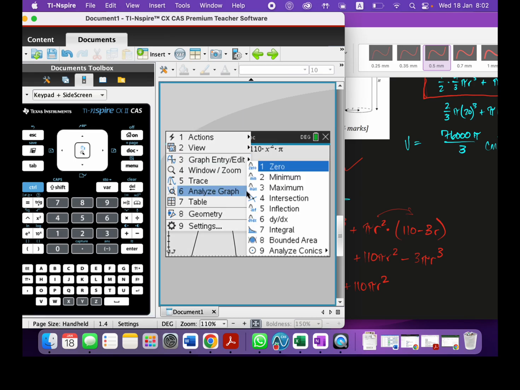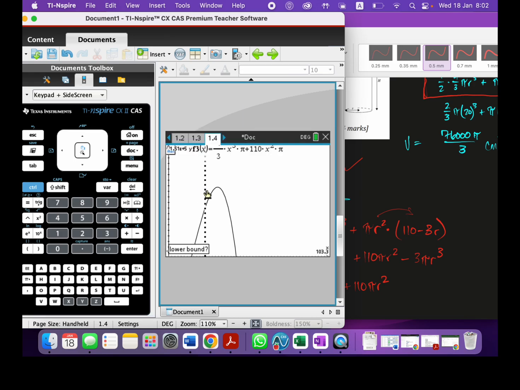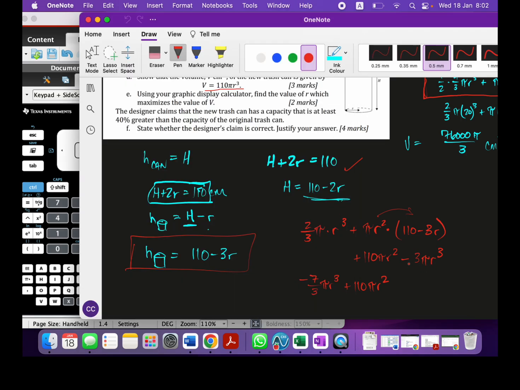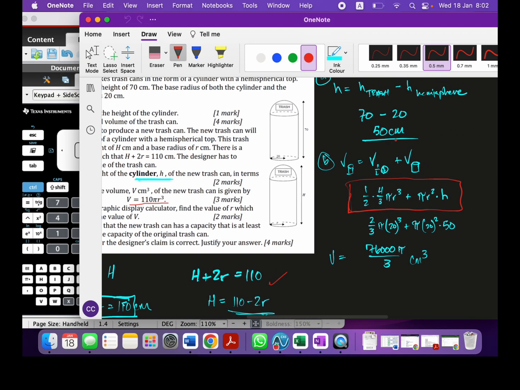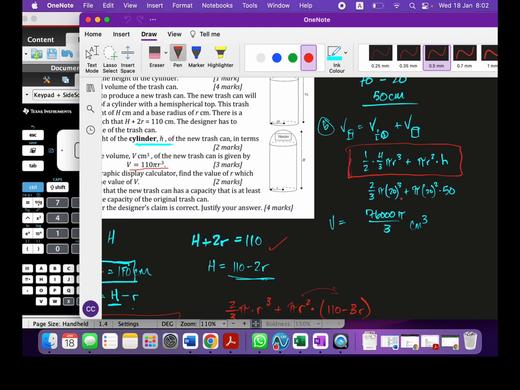And then menu, analyze graph. We're going to try to find the max here. And that says that the maximum is when the radius is 31.4. We've got that. The value of r, got it. So now we just need to check to see if it's 40% greater than the original. To check to see if it's 40% greater, we're going to take this number and compare it to the original number, which was here. So it's just checking, is that number 40% bigger than that one?